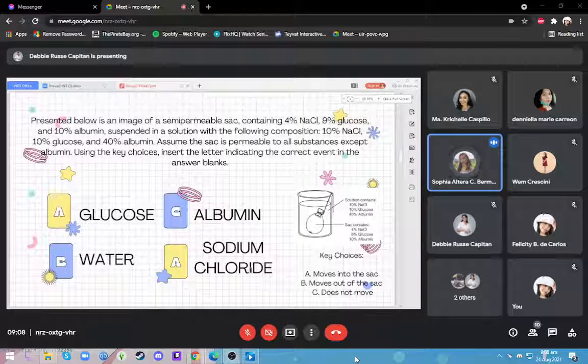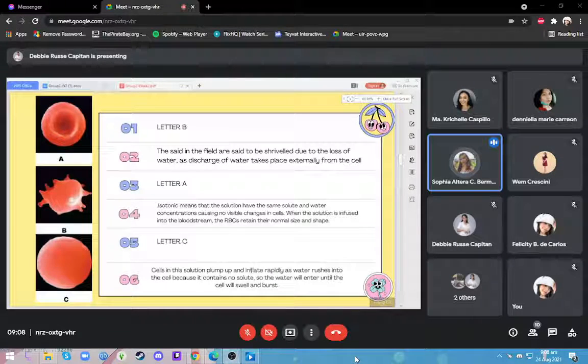Our answer number 3 is letter C since the albumin will not move because the sac is not permeable to albumin. So let's move on to the next topic, which is the three microscopic fields.